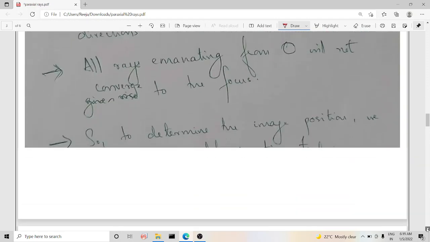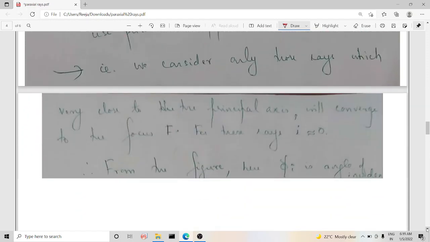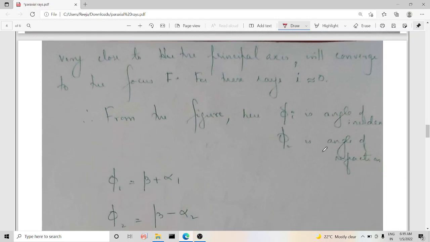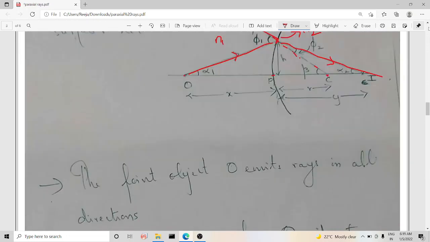For all paraxial rays, this phi 1, that is the angle of incidence, will be very small, nearly equal to 0. So here we consider from the figure, phi 1 is my angle of incidence, phi 2 is the angle of refraction. I write down what is phi 1 and what is phi 2 in terms of a combination of different angles. Now what is phi 1 equal to?